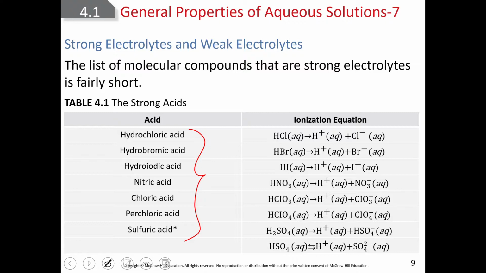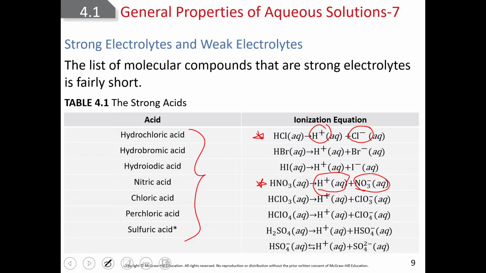So hydrochloric acid will, in water, produce hydrogen ions and chloride ions. For example, nitric acid will dissolve 100% to form, again, your hydrogen ions and your nitrate ions, etc., etc. You need to know these. If you know these, you can assume every other acid is a weak acid.